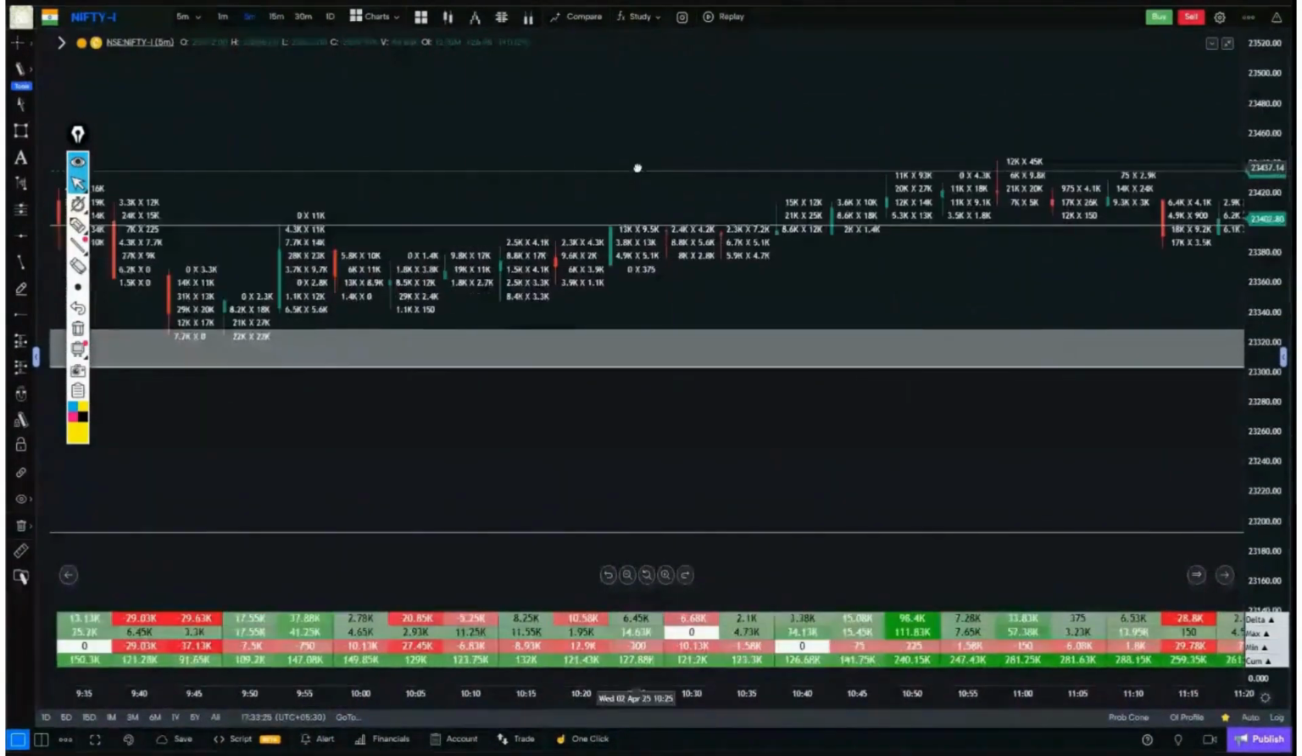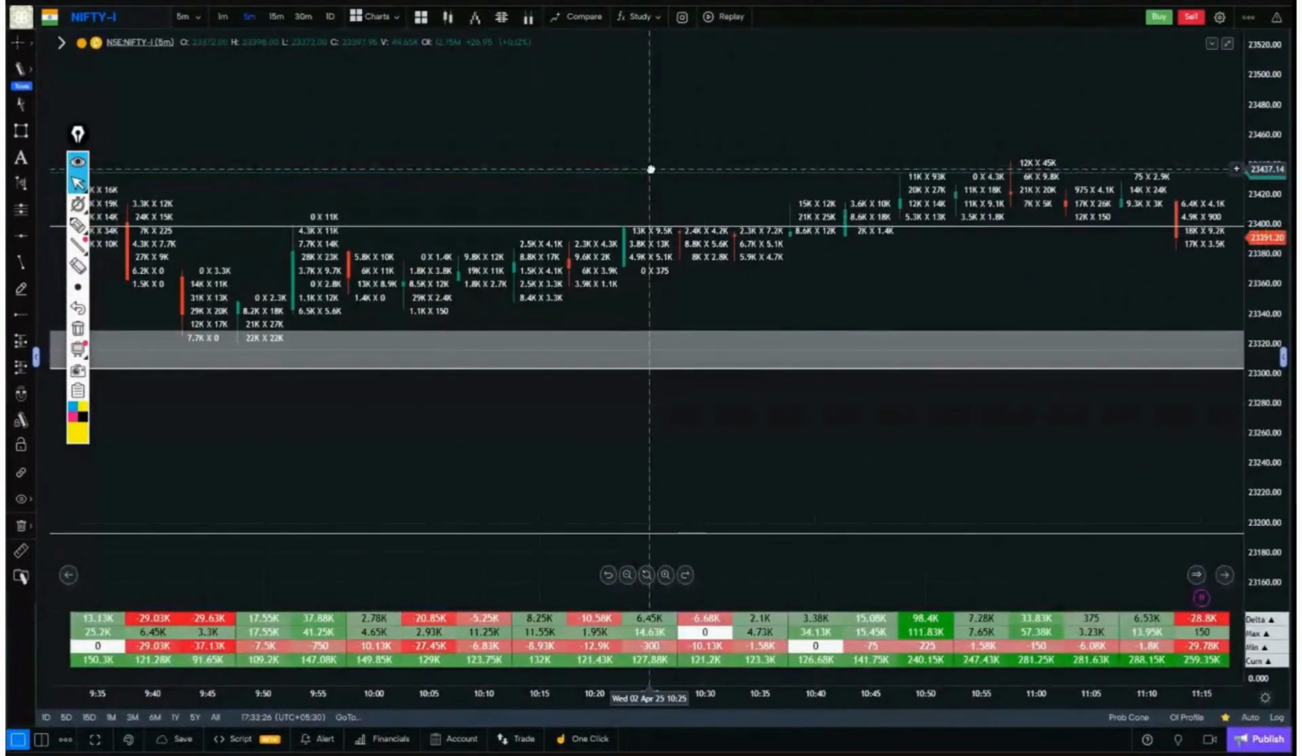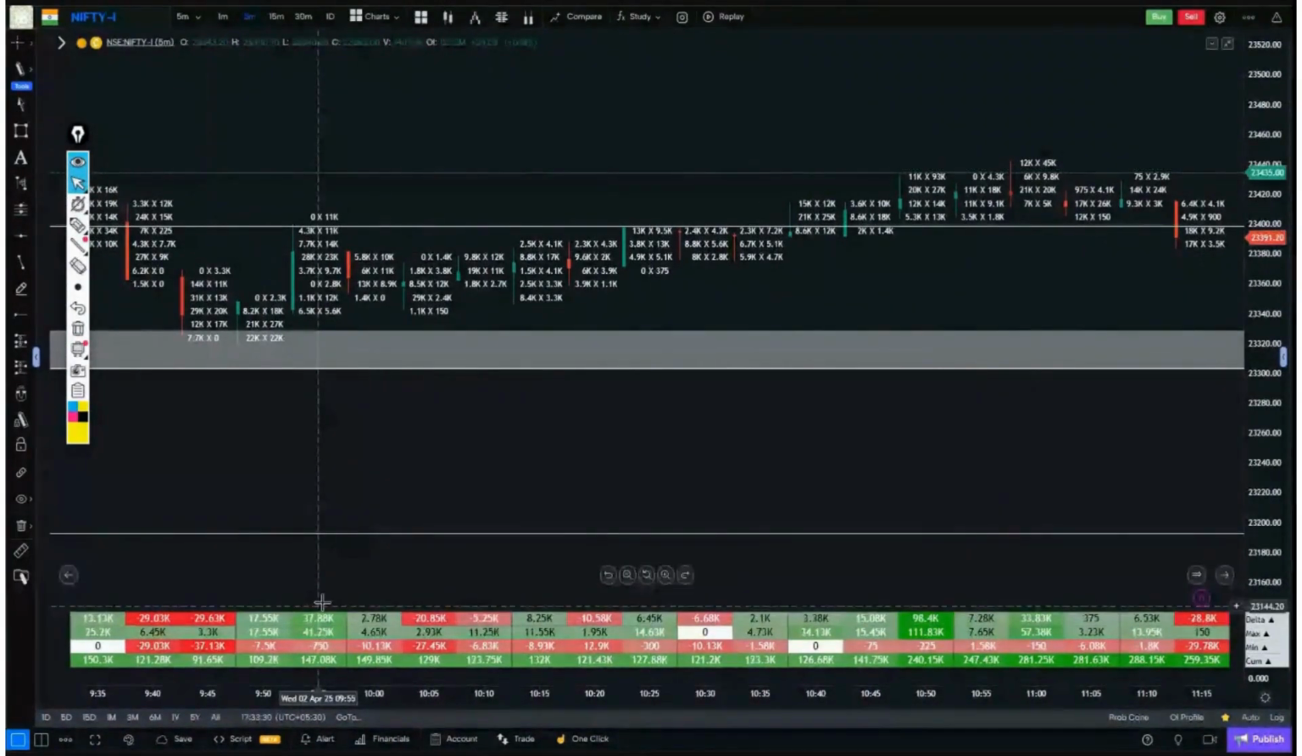Again, we are reading those candles whose delta is around 30K. After the 30K delta of this candle, there was no solid buying or selling seen anywhere. 120K. Okay, and that's why it broke to the upside.